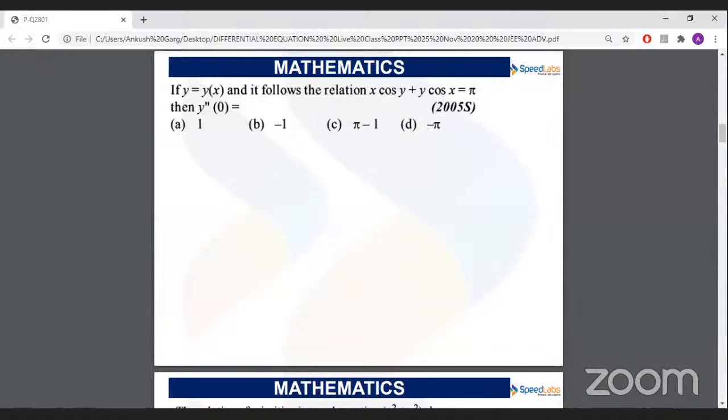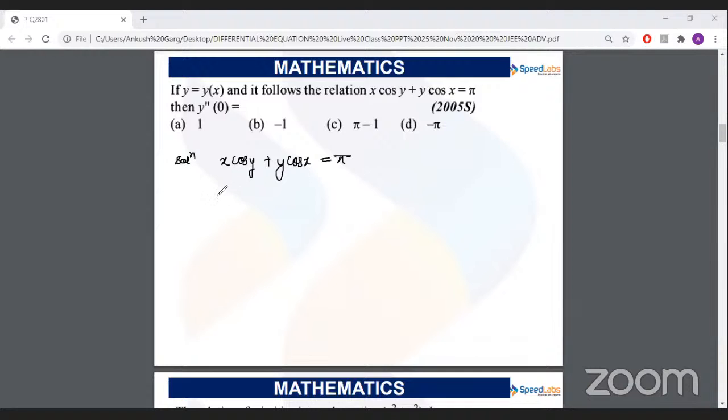So you can simply see this is nothing but a question of differentiation only, right? Here you have a relation between x and y. So what we'll do, we will try to differentiate this relation, right? The relation is x cos y plus y cos x equals pi. So now you have to find y double dash 0.